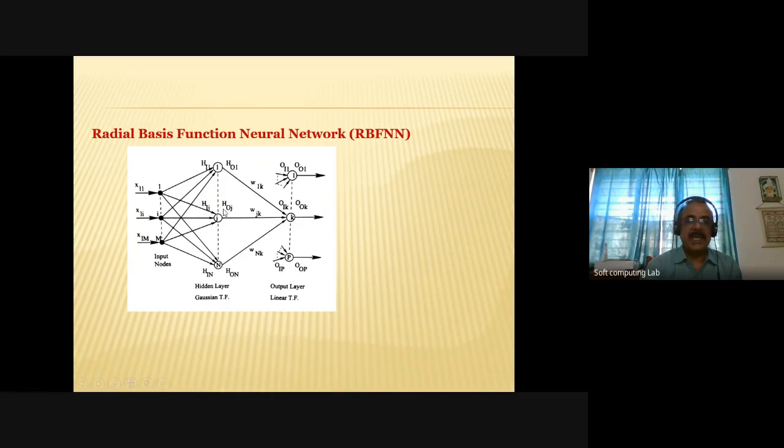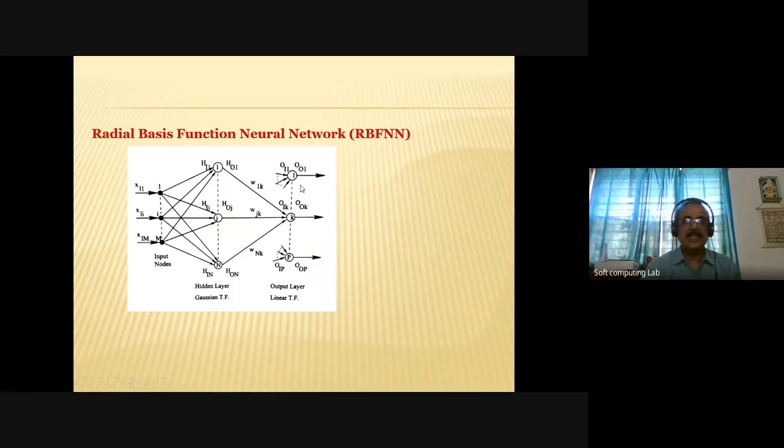Now, this HOJ is nothing but the output of the jth neuron lying on the hidden layer. Similarly, you can find out the output of all the hidden neurons. And once you've got the output, you can multiply by the connecting weight, sum them up, and you'll be getting the input of the output layer, and then it will pass through the transfer function and you'll be getting this particular output. So on the output layer, you'll be getting all the outputs here.